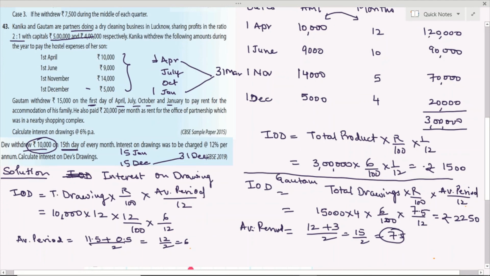So I have this: 10,000 multiply by 12, multiply by 12 by 100, and then, yes, the final answer I'm going to get here is 7,200. I hope I'm not wrong here. I'll check it once again. Yeah, so what I got here is 7,200. So this is my final answer.